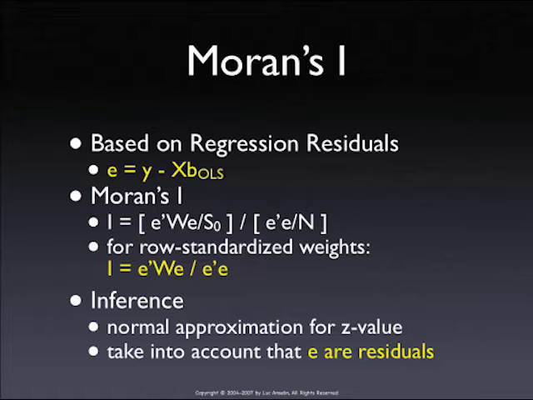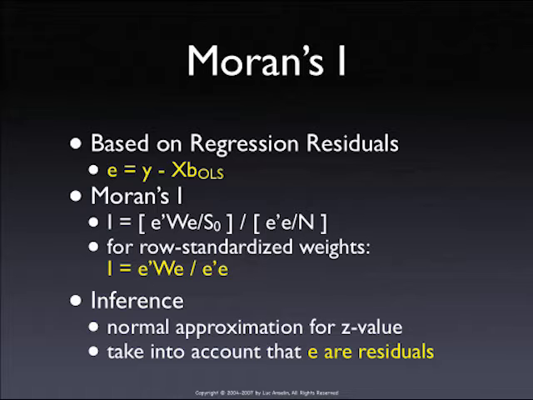And then in the denominator, we have a measure of variance, the sum of squared residuals divided by the number of observations. As we discussed the other day, when the weights are row standardized, then the sum of all the weights ends up being the same as the number of observations, n. And so then the two n's, the one in the numerator and the one in the denominator, cancel out. And we have this expression, E prime WE over E prime E. This is formally exactly the same as a Durbin-Watson statistic.